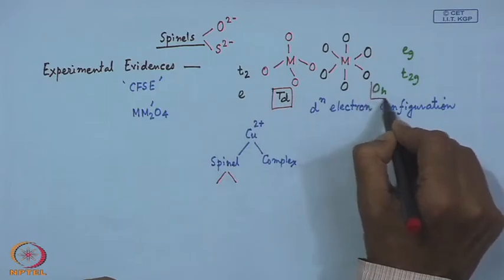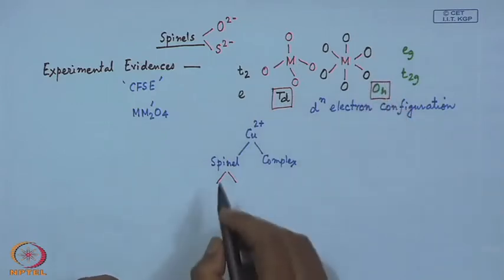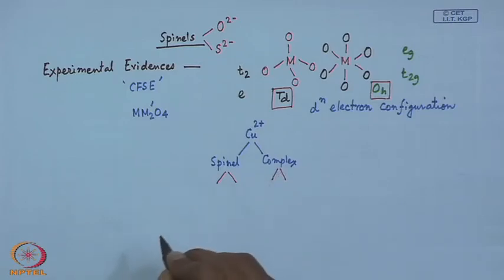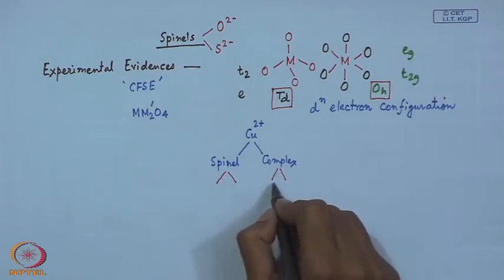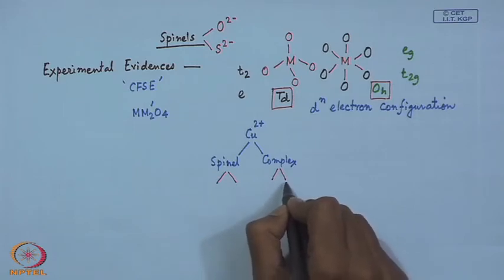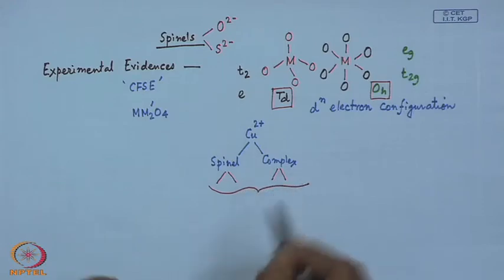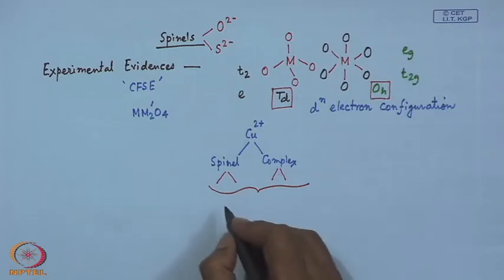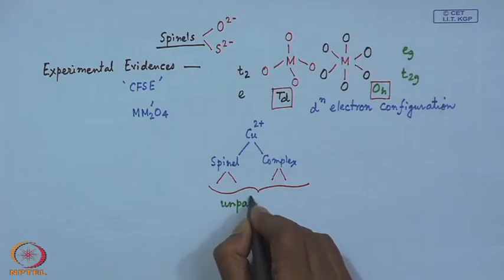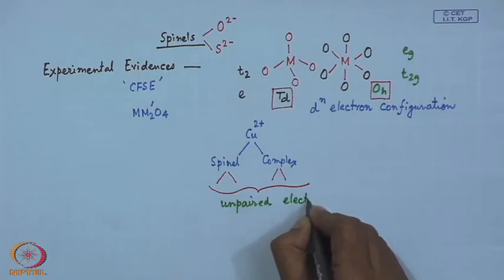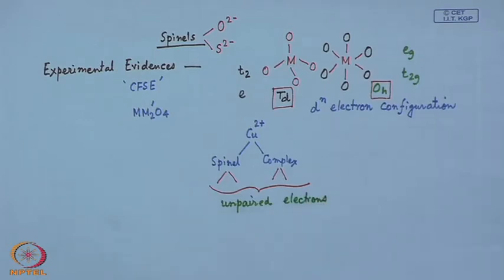So, we can have the corresponding number of unpaired electrons. Similarly, in case of complexes also, it can be a corresponding square planar complex or it can be a corresponding octahedral complex. So, all these cases will have altogether different numbers of unpaired electrons to the system.